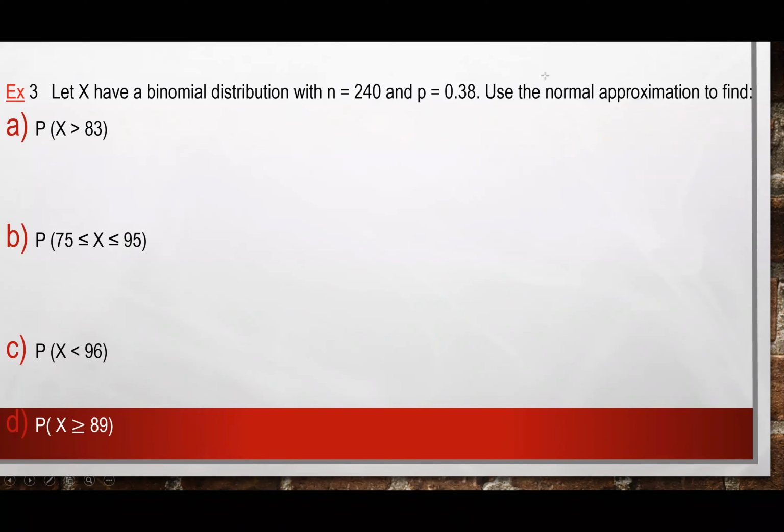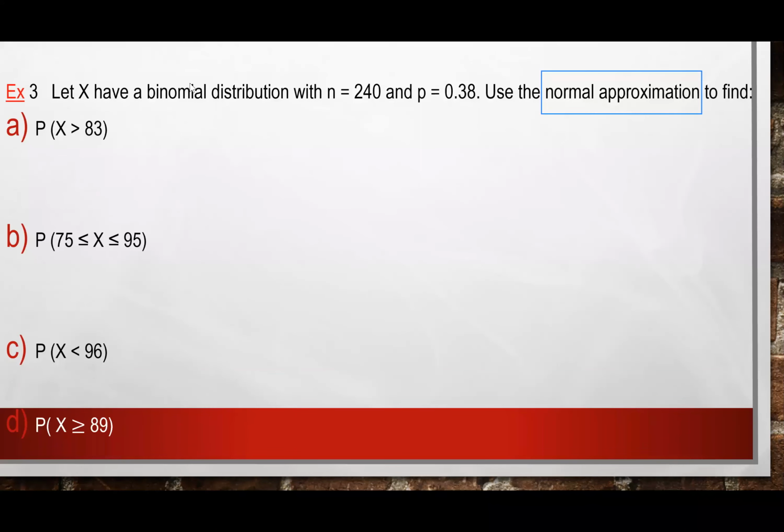So looking at this, how do we know that we need to adjust the endpoint? Well, they spell it right here. They tell you to use the normal approximation. So again, that's the only time that you need to adjust your endpoint. And this is also the time that we need to find the mean and the standard deviation because they don't give it to us. So most of the time when you find the mean and the standard deviation, that is when you have to adjust your endpoint too.